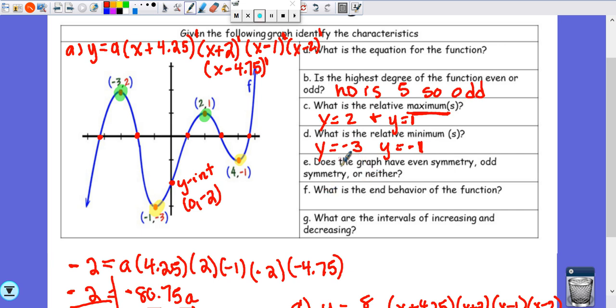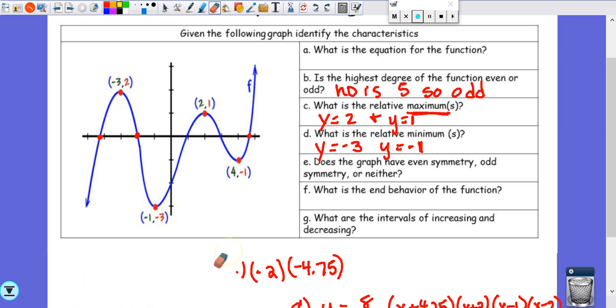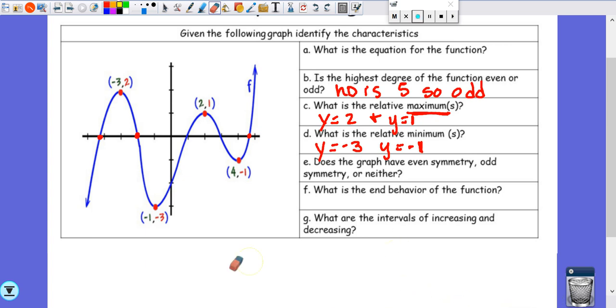Okay, the next part is, does the graph have even symmetry, odd symmetry, or neither? So in class, we talked about symmetry being the ability for the graph to reflect itself when some kind of movement or some kind of figure is placed on it. So there's two things we need to check.